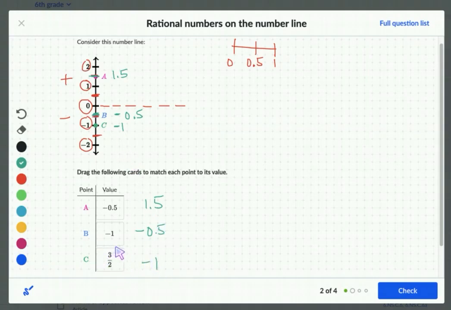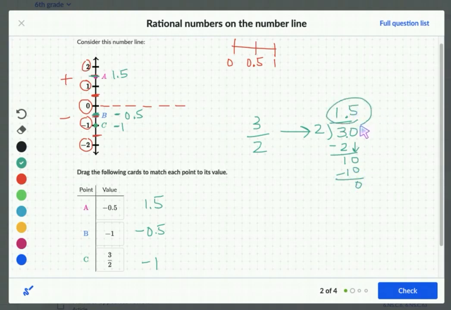However, I do see this 3 halves here. That's throwing me off a little, so I will need to change that to something that I recognize. There's a couple ways you can do this. You can change this into 3 divided by 2. So 2 goes into 3 one time, and that will give us a remainder when we subtract it of 1, and then we bring down the 0, so then 2 goes into 10 5 times, so that it divides evenly. So that changes into 1.5.